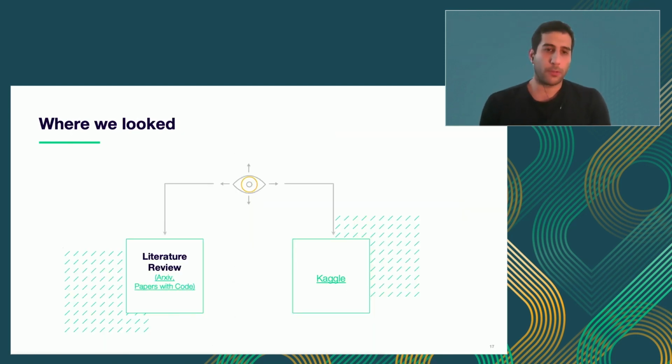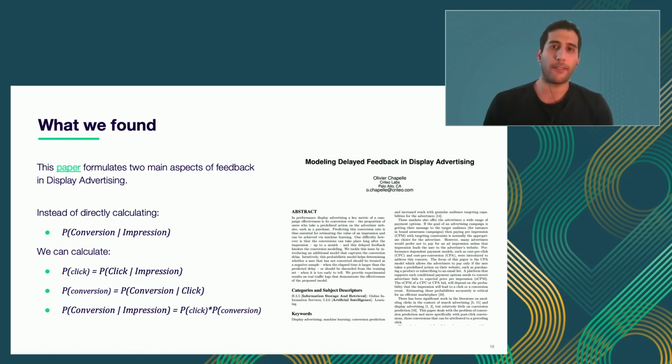So we looked at Kaggle, which has awesome data science projects, and we had a literature review where we found a very good paper by Olivier Chapelle from Criteo Labs. I think now he's at Google, last time that I looked at his CV. And we took some ideas out of this paper called Modeling Delayed Feedback in Display Advertising.